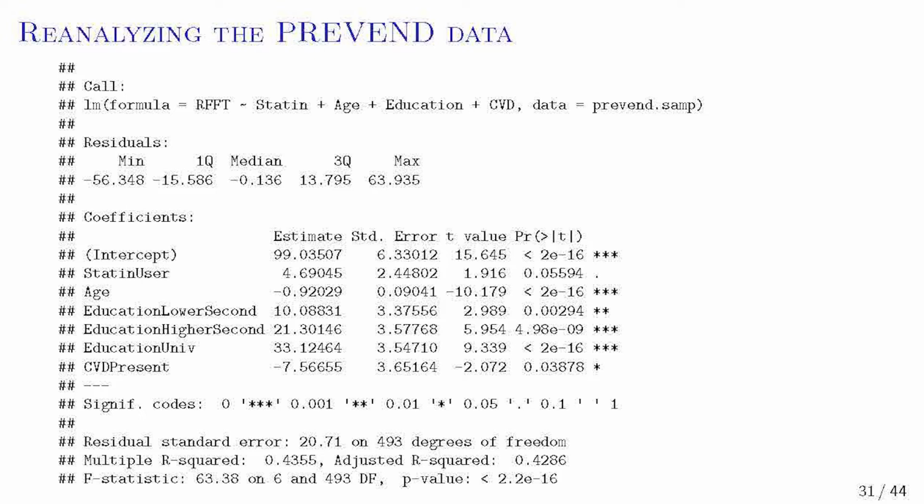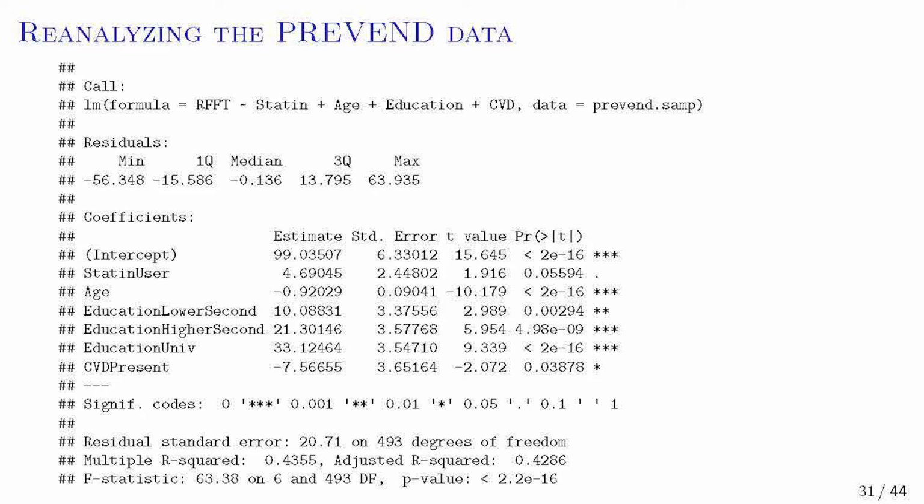Age is our next variable down. We see that each year we would expect a decline of 0.92029 points. And if we look on across here, we see that it is highly significant at a level of alpha equals 0.001.